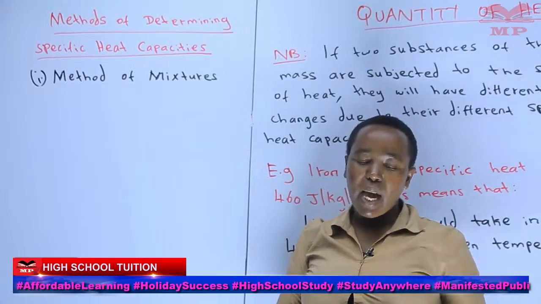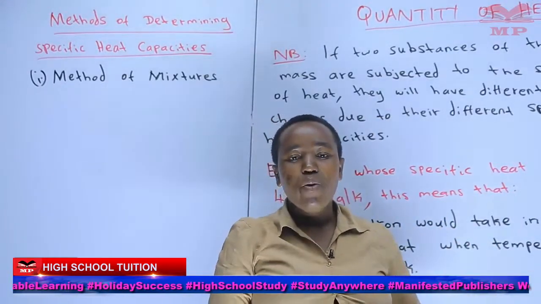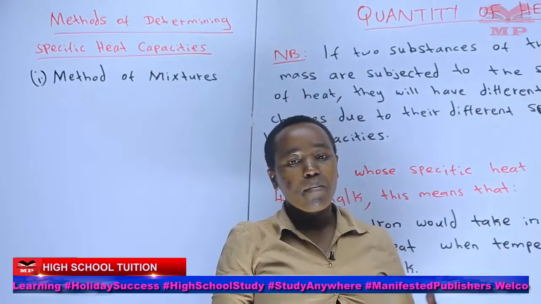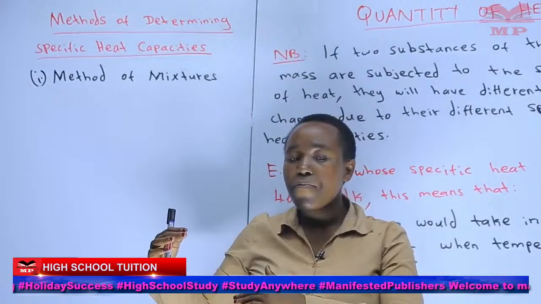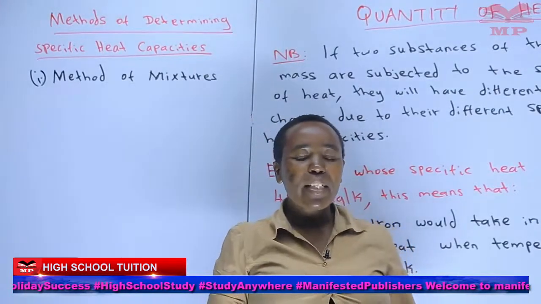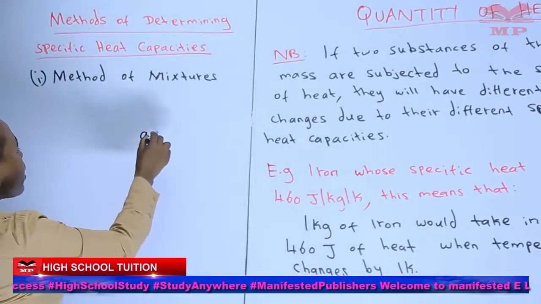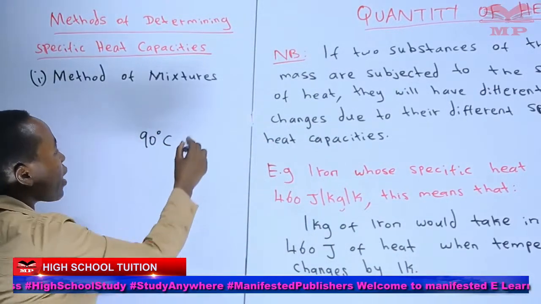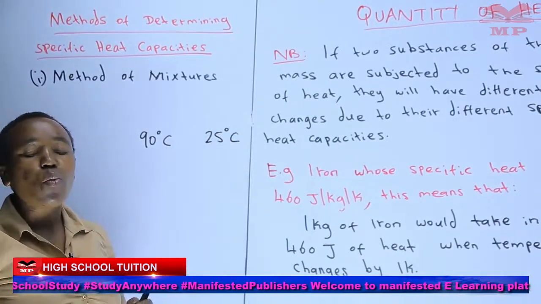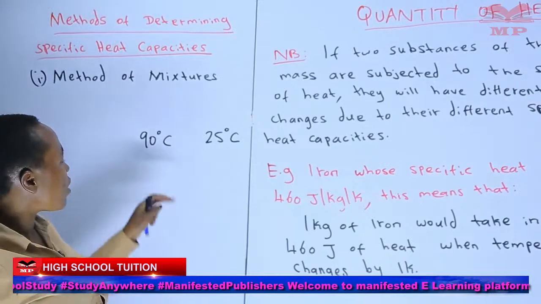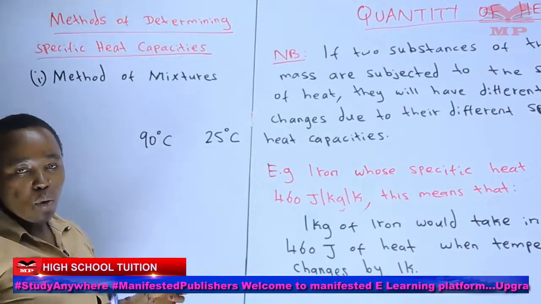I can give you a good example. Let's say you have very hot tea in one cup, and you have very cold tea in another cup. Let's say the hot tea is at 90 degrees Celsius, and then the cold one, let's say, is at 25 degrees Celsius. Now you want to mix the two, the 1 cup of hot tea and the other cold tea.